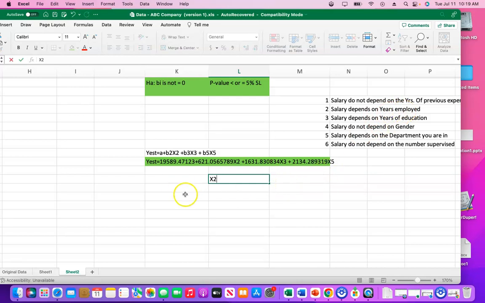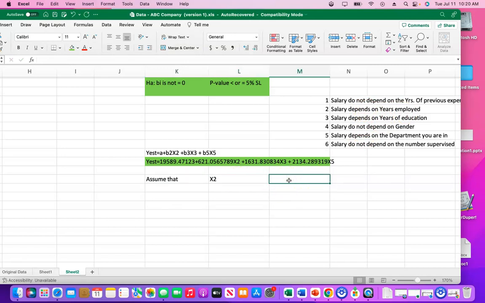And let's assume that X2, which is the years employed, is 2, meaning that a person has been in this company for 2 years. And then we ask how many years of education, which is X3. Let's say this person has 3 years of education.